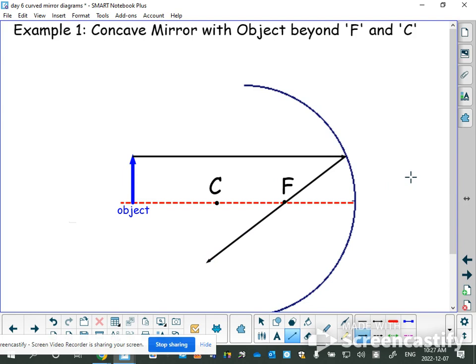Draw it on your diagram. Rule number two, top of the object, through the focal point, and then straight.